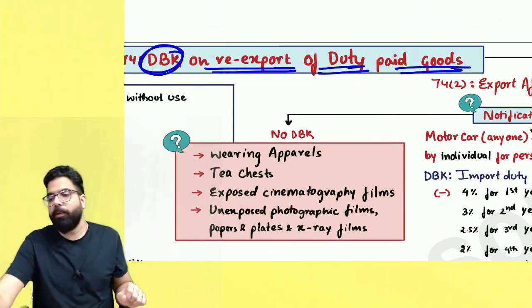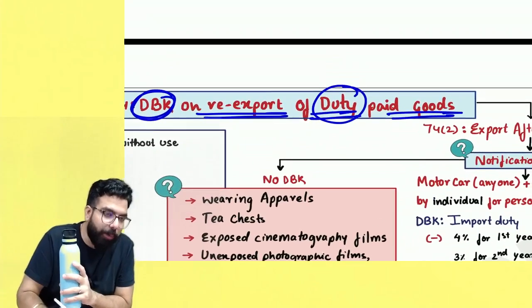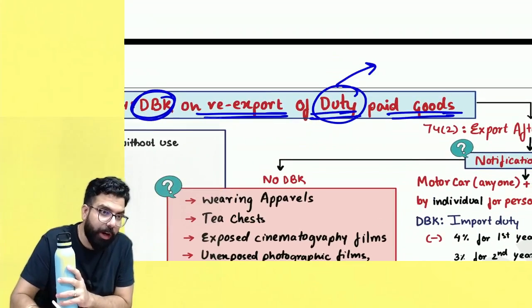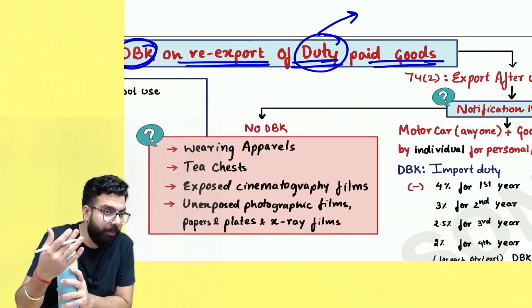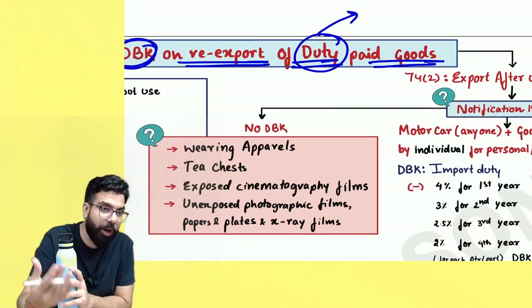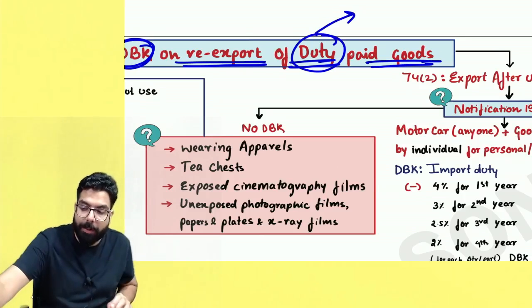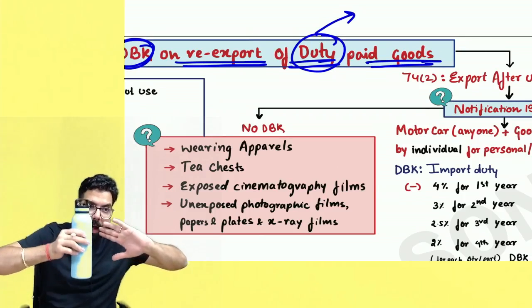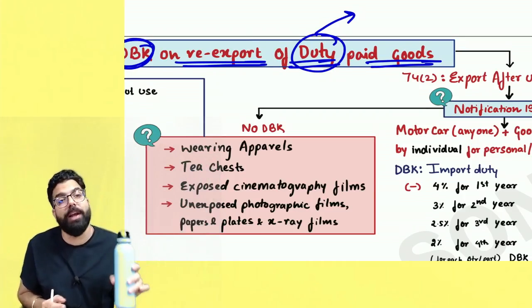So, sir, supposing I have gone ahead and imported this bottle. I have gone ahead and paid the duty on this bottle. Any duty which I have paid. Customs duty can be basic customs duty, social welfare surcharge, CVD, IGST, GST compensation cess, all the duties of customs which you have paid. If I import this bottle, I paid the duty. Now I export this bottle, whatever duties I paid, I will get duty drawback.